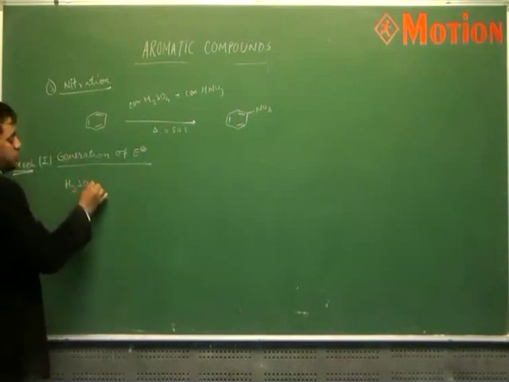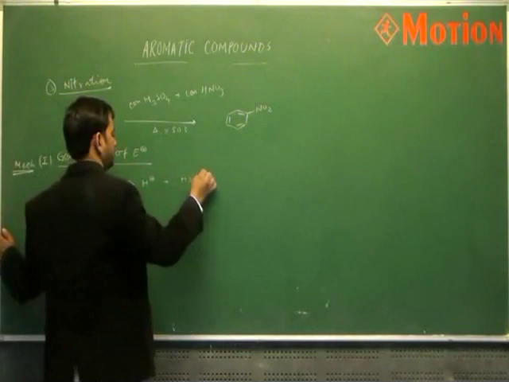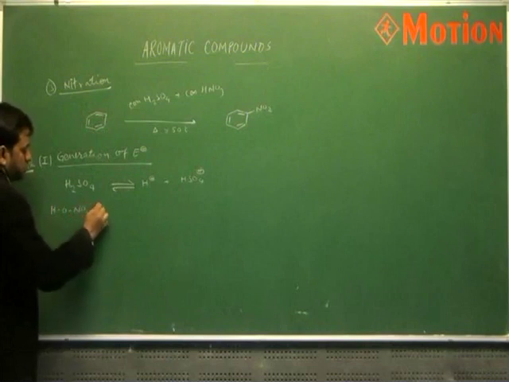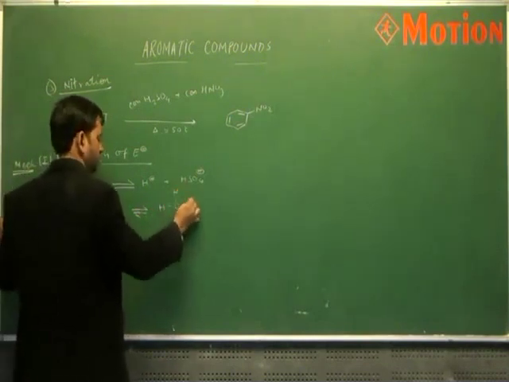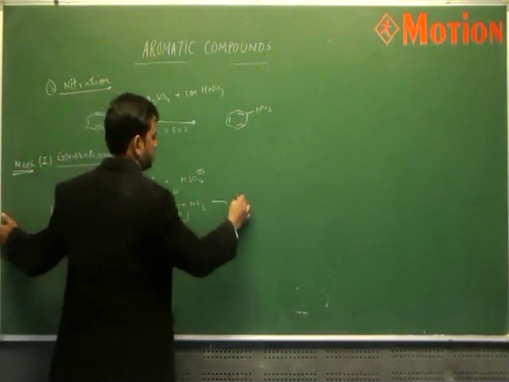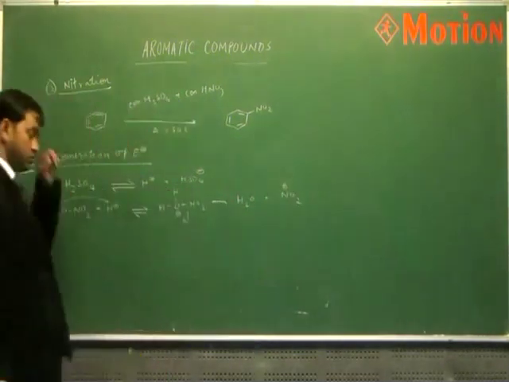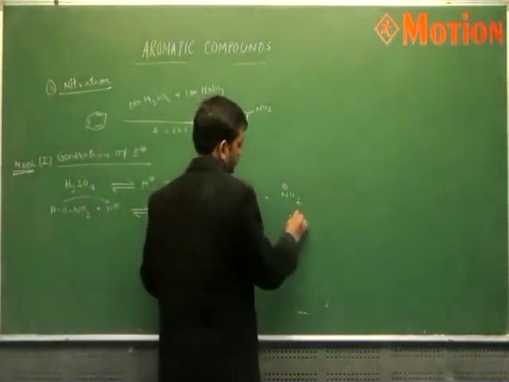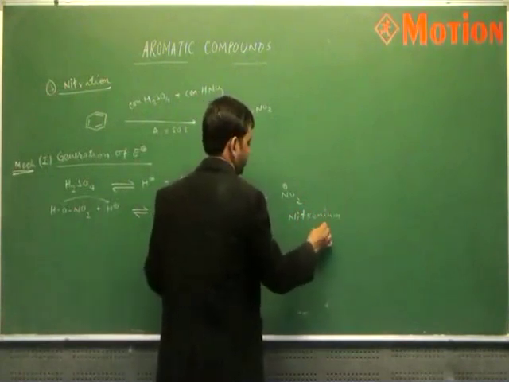H2SO4 is dissociated into H plus and HSO4 negative. This H plus protonates the HNO3 and gives the nitronium ion. This nitronium ion acts as electrophile. This is our electrophile.